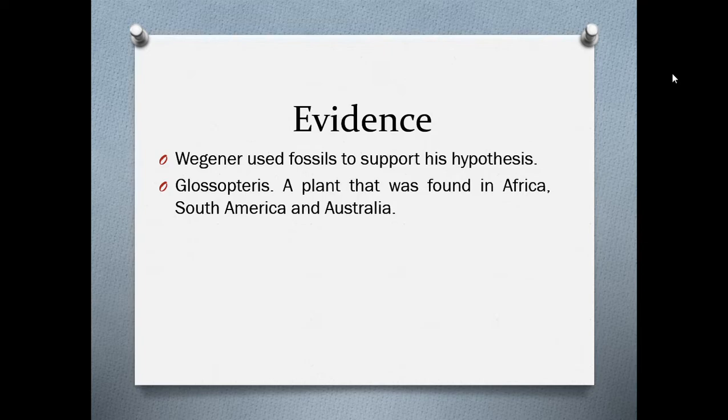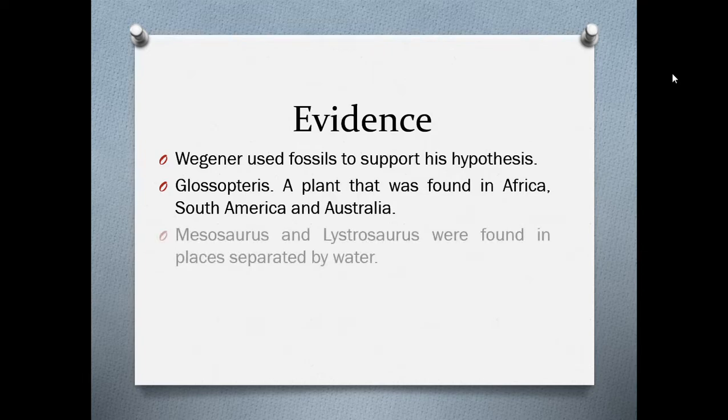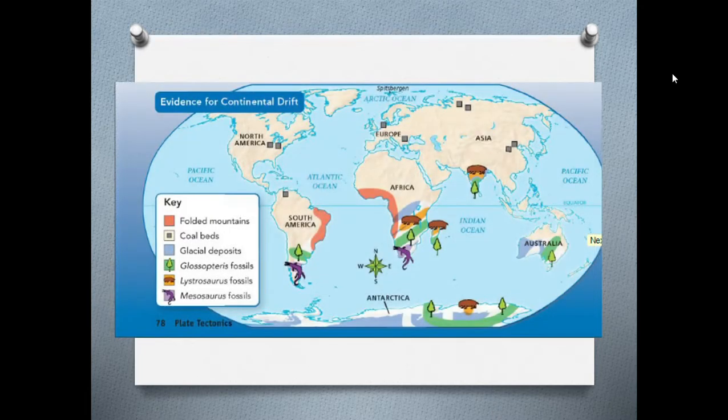So this is what I was telling you about, continents that are separated by oceans with the same plants or the same fossils. He was also basing his theory on other fossils, the Mesosaurus and the Lystrosaurus, because they were found in places separated by water. Here you go, here you have an image of what I was telling you about just before.